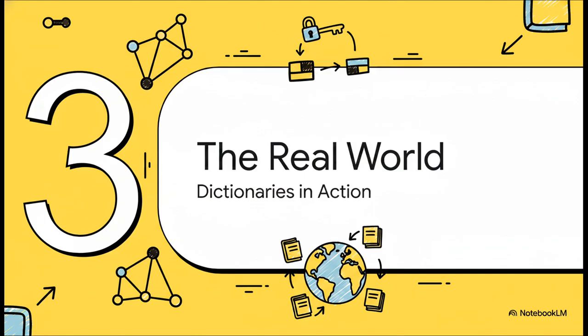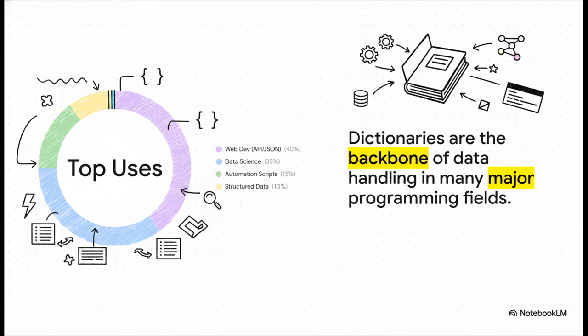So, we got all the theory down, but why does any of this actually matter? Let's connect all these ideas to the real world and see where dictionaries are the absolute star of the show. The short answer is, dictionaries are literally everywhere. If you're doing web development, they're the heart of JSON data and APIs. In data science, you're using them constantly to organize complex information. They're critical for automation scripts, for storing configurations. Pretty much any time you have structured data in Python, you're going to be reaching for a dictionary.